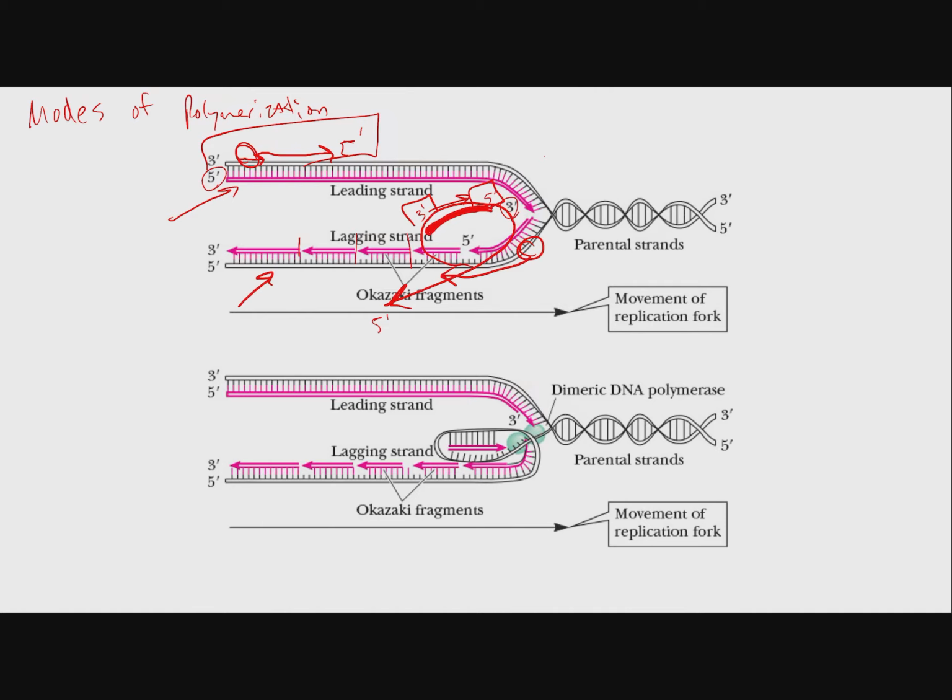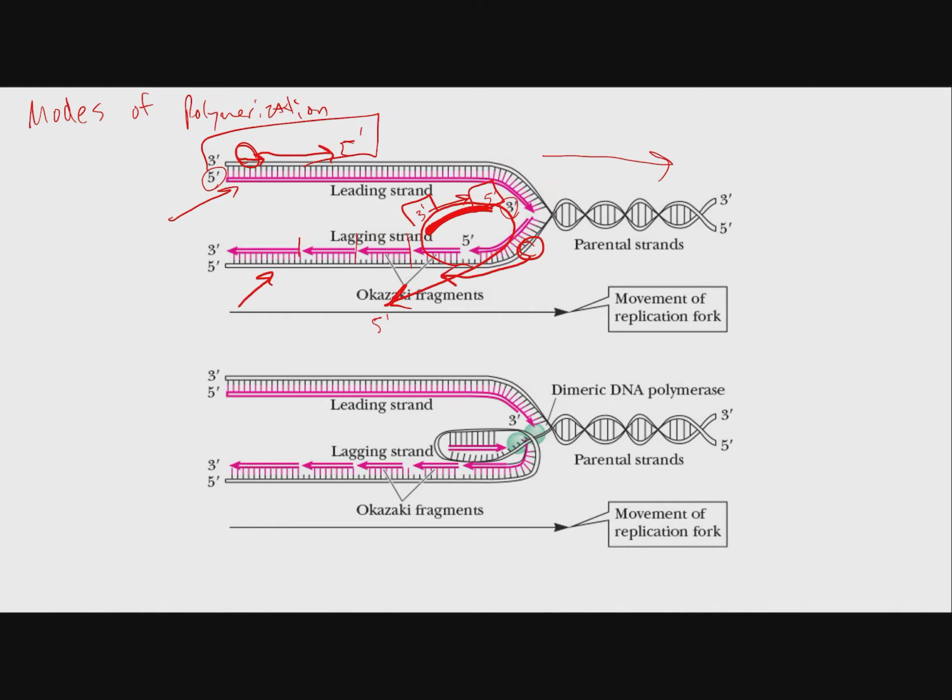All right, so the replication fork in both of these is moving in this direction, and so that's the problem. Both of these strands need to be synthesized here at the replication fork, but DNA polymerase needs to be moving in the same direction, and both of these strands are moving in opposite directions, and so that's the problem.